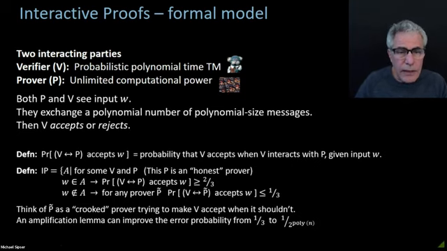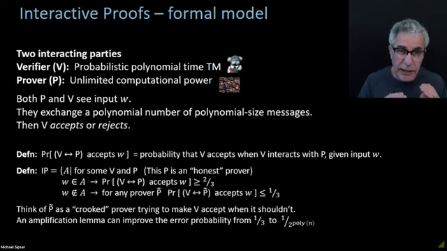Okay? So let's see. So why can't the prover in the first case be crooked? The prover in the first case could be crooked, but that's not going to serve the purposes of what we want to show.